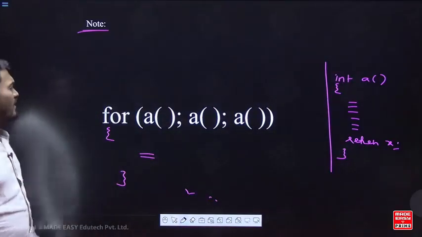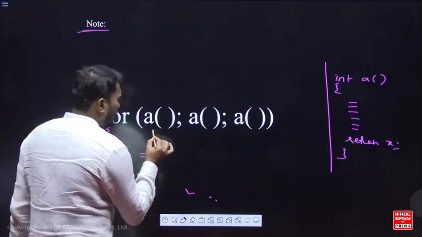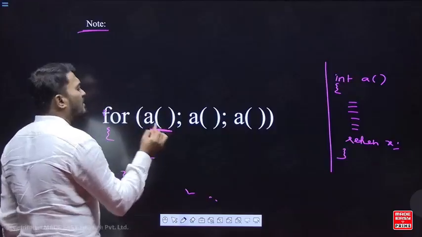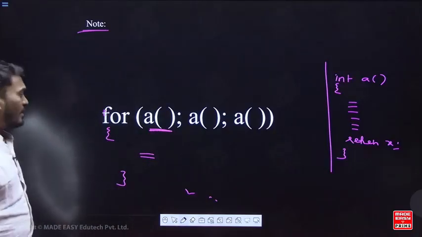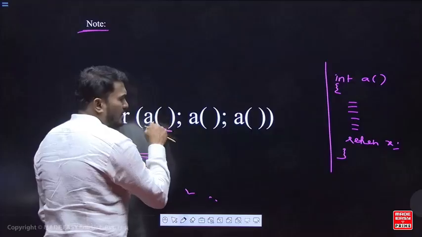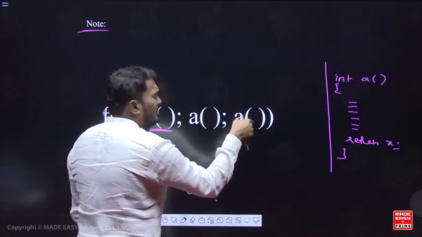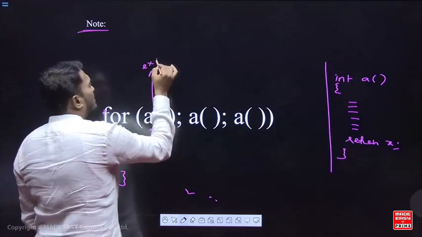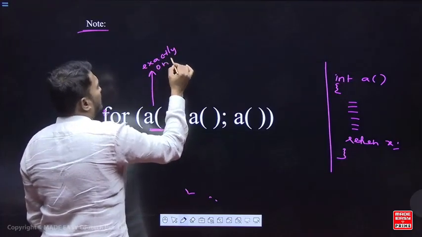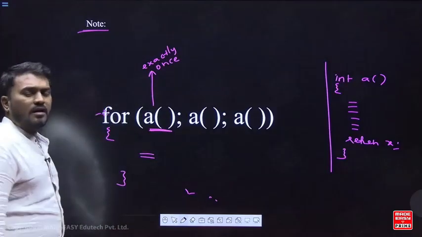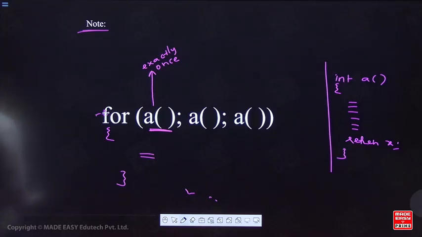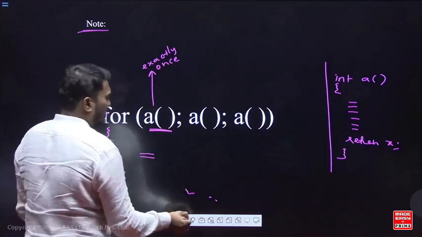Just listen carefully. Now what is the important statement in this? Tell me first, if I execute this function A here, how many times will this execute? In the for loop you have this initialization, this is the condition, and this is the incrementing and decrementing. Now tell me how many times this will execute. This will execute exactly once. Note down carefully, write in your own words. This will execute exactly once.